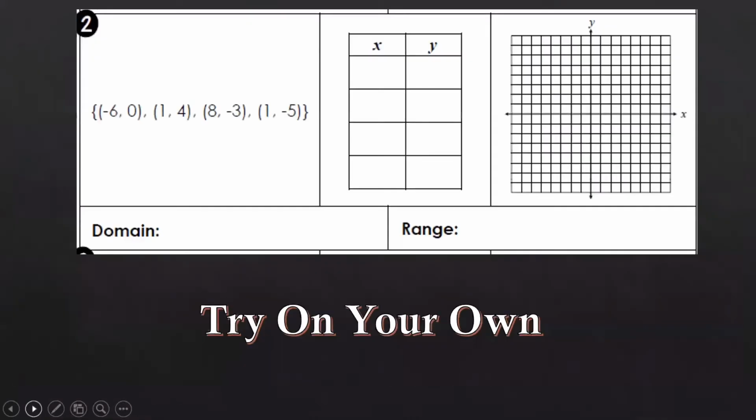So seeing this, I want you to try this one on your own. Pause now, write the ordered pair into a table, plot the points, and then tell me its domain and range.